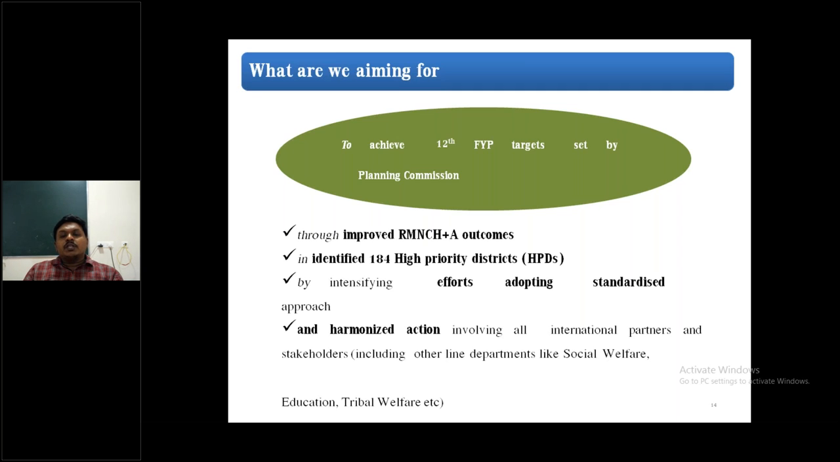This is to achieve the 12th five-year plan targets set by the Planning Commission. The targets are, as I already told you, reduction of infant mortality rate to 25 per 1,000 live births, reduction of maternal mortality ratio to 100 per 1 lakh, and bringing the total fertility rate to 2.1 by the year 2017. By intensifying the efforts, we reach these objectives through improved RMNCH+A outcomes, adopting a standardized approach and harmonized action involving all international partners and stakeholders.